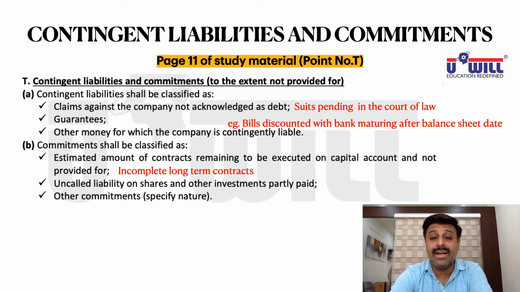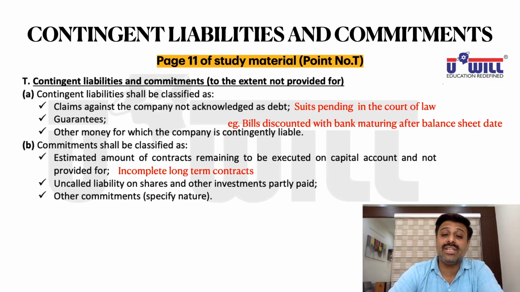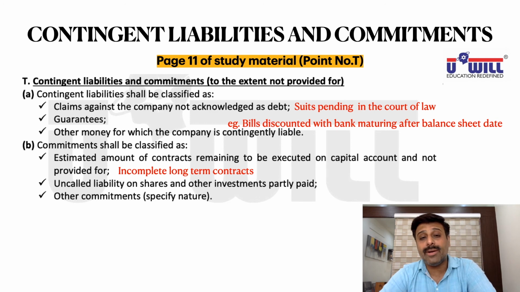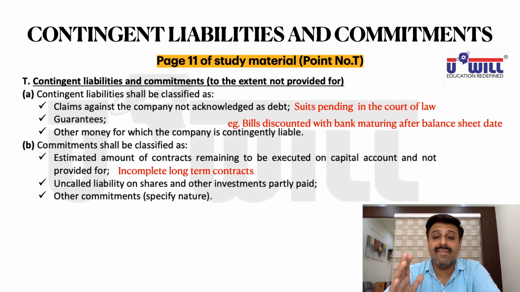In bracket you can write uncalled allotment and final call money. Okay, these are uncalled allotment and final call money. And for any other commitments, you have to specify the nature. So I hope everyone is clear what will come in contingent liabilities and commitments. Now why are these important? Because in your questions they will be a part of your adjustments.